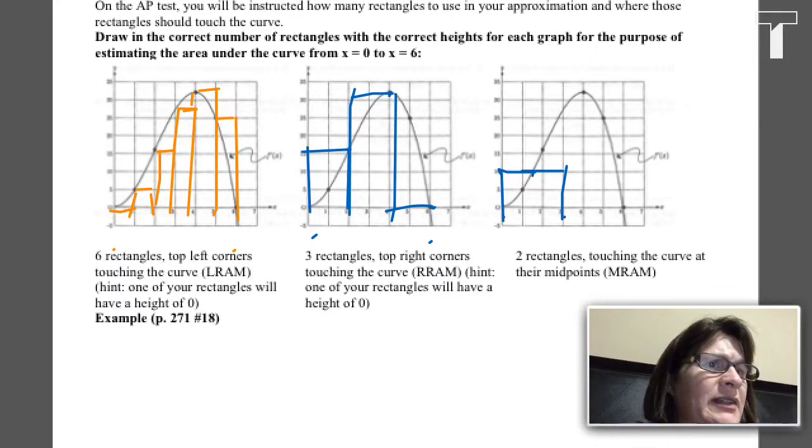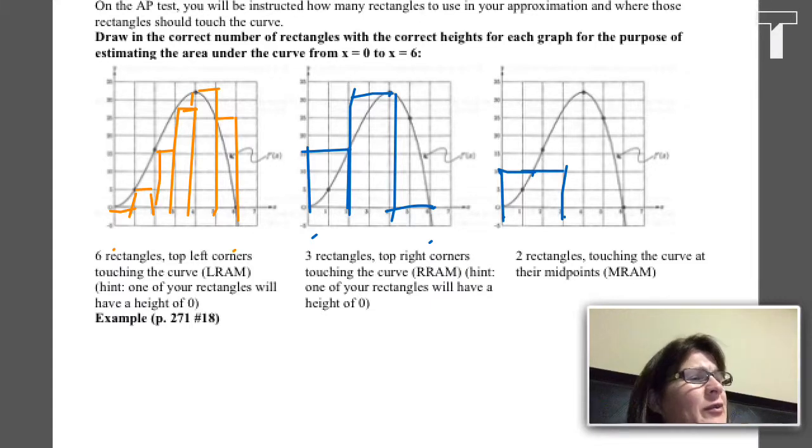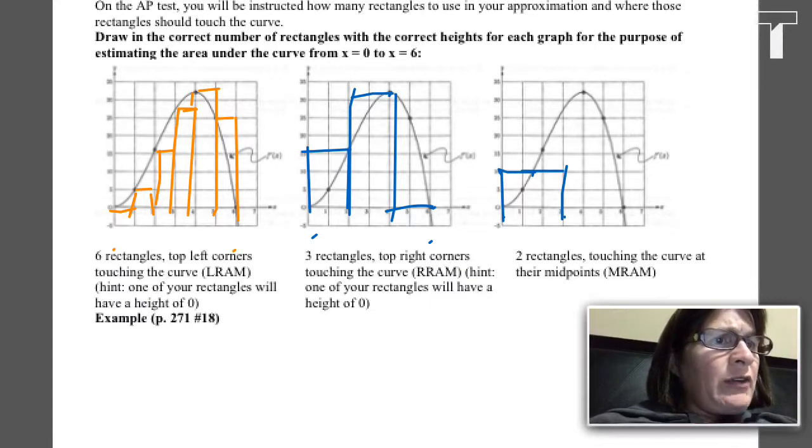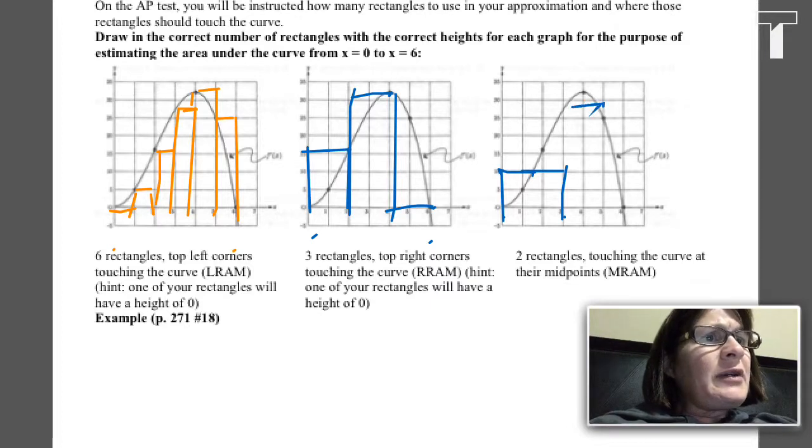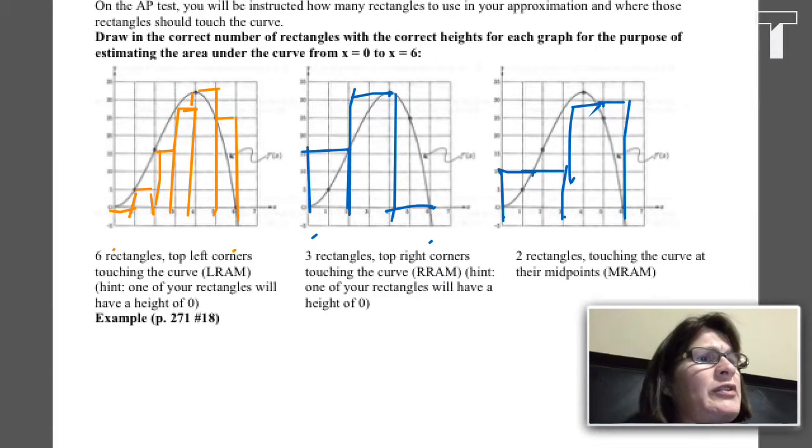And then one more, I have a rectangle that covers from 3 to 6. What's halfway between 3 and 6? It's 4.5, so I'm going to come up to 4.5. Choose that as the height of my rectangle. And there are my 2 rectangles.